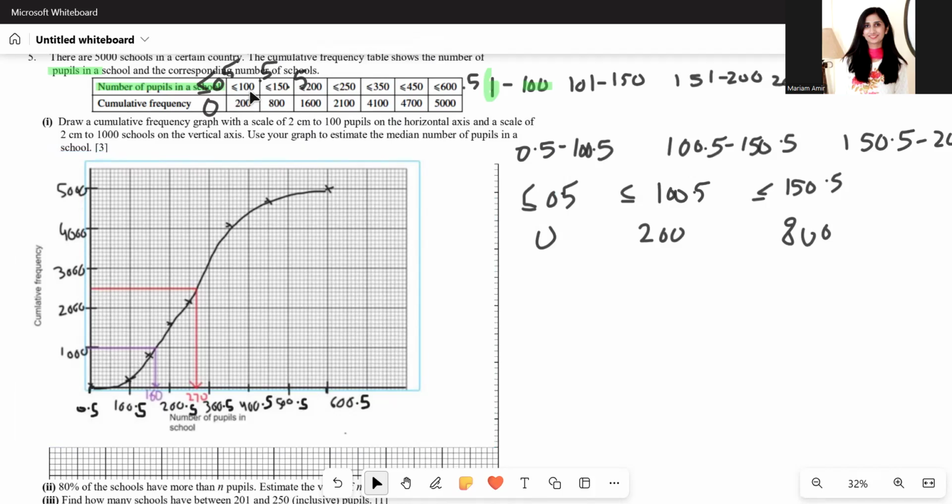Then you plot all these points. Similarly, 0.5, 0 for the very first point. And then you join all these points using a smooth curve. Remember to label the x-axis, number of pupils in school, and the y-axis, which is the cumulative frequency.